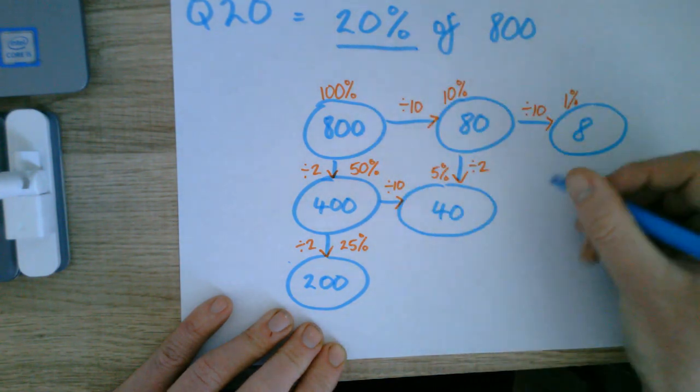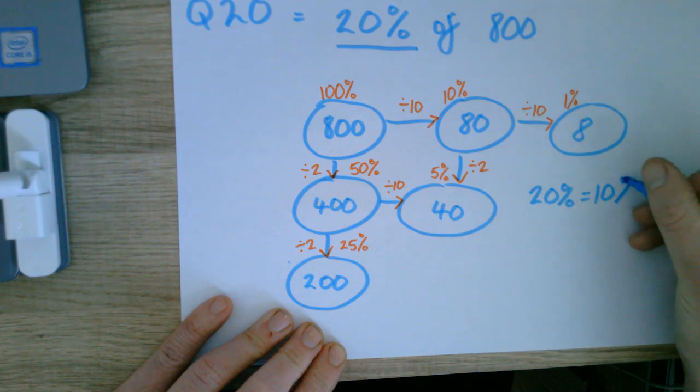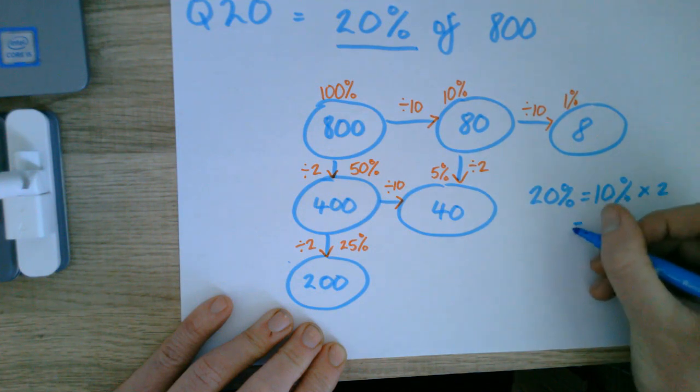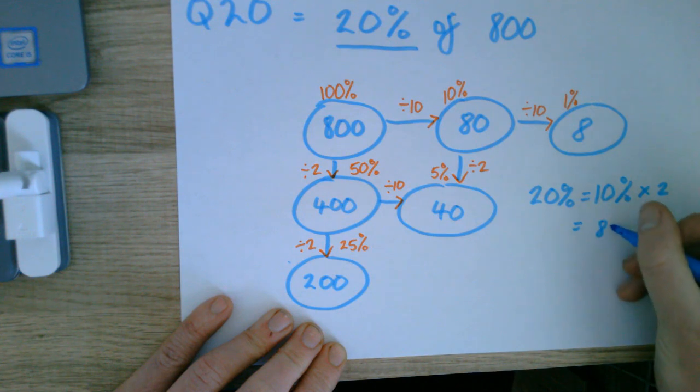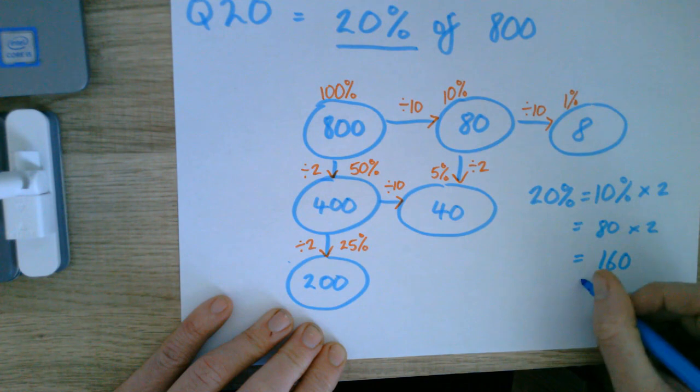We're looking for 20%. So we need to think about how we can make that question in the most logical way. We're going to get 10%, which is 80, and we're going to times it by 2. 80 times by 2 is 160, and that gives us 20% of 180.